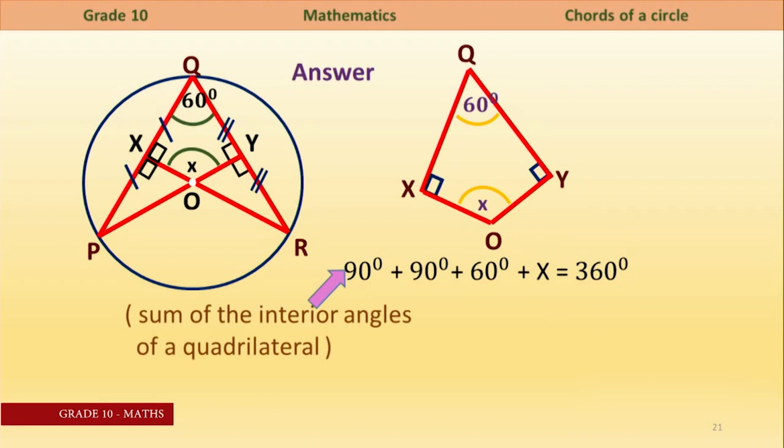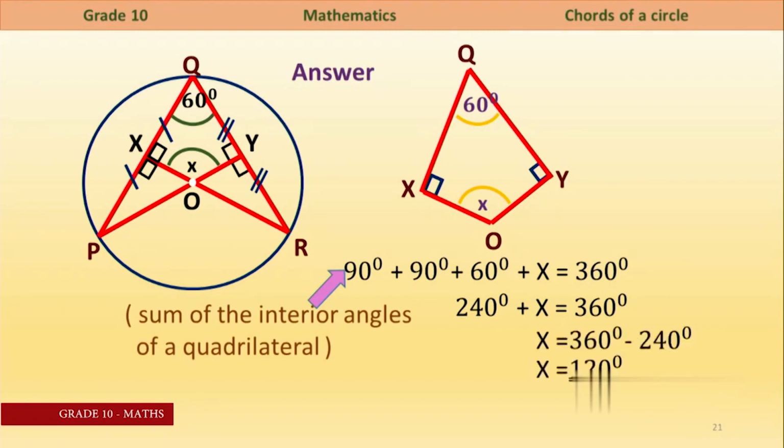Then we know 3 angles of that: 90, 90, 60, and x. X is the remaining thing. We have to find x. When adding 90, 90 and 60, it makes 240 degrees, and we can find x. We have to subtract. X is equal to 120 degrees. So we found that.